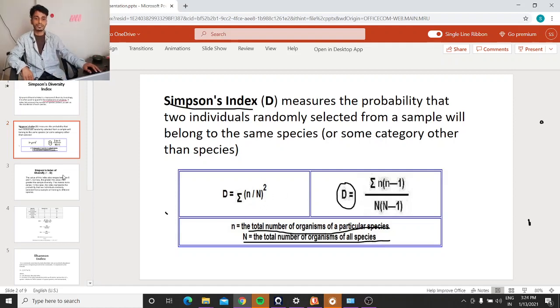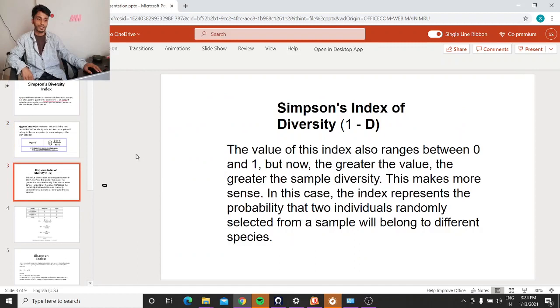And let's see what is Simpson's index of diversity. It is denoted by 1 minus D. The value of this index also ranges between 0 to 1, but the greater the value, the greater the sample diversity. Let's see an example so that you can understand this better.